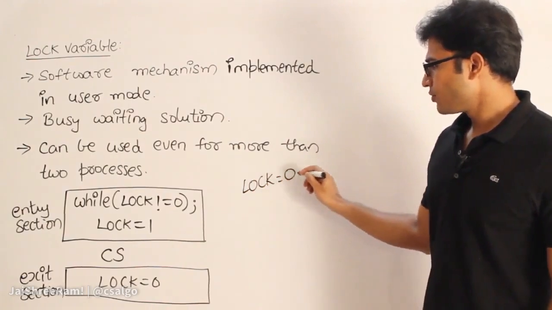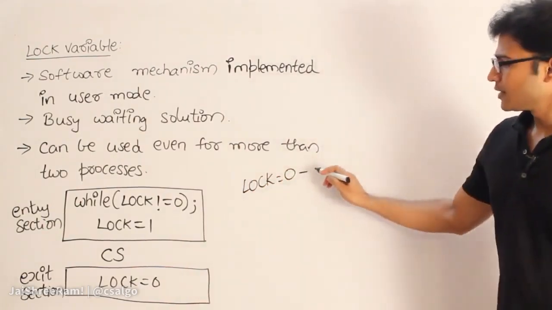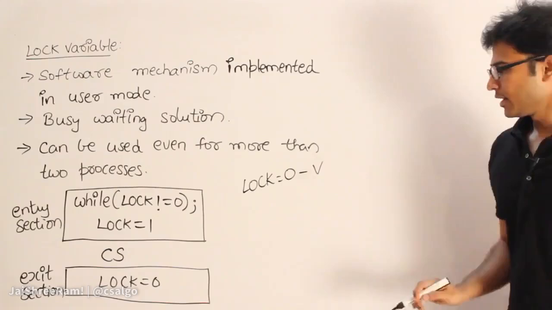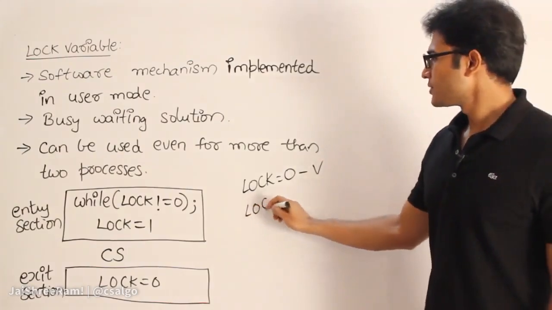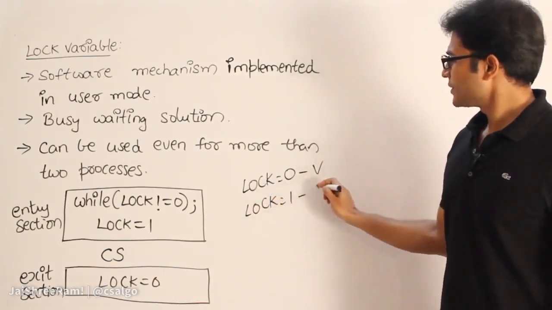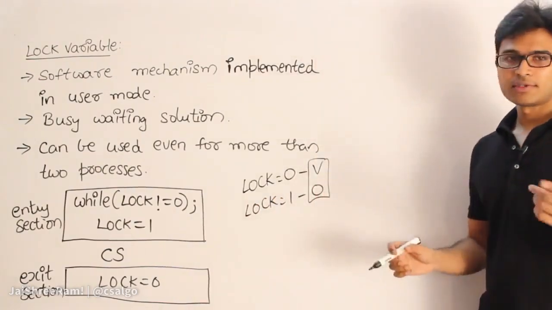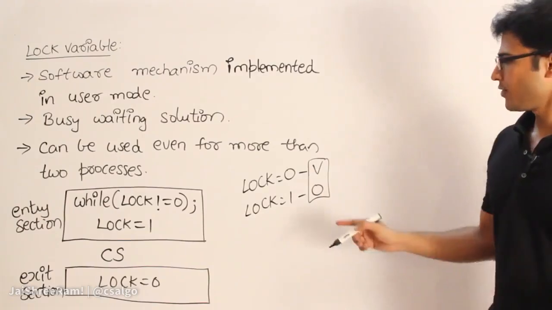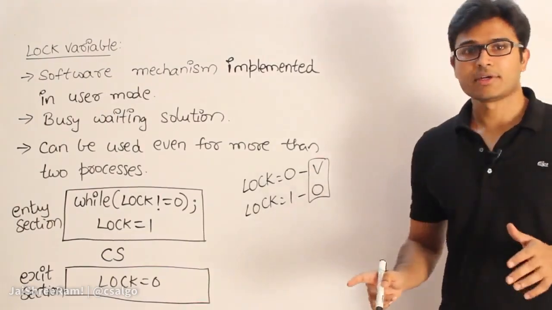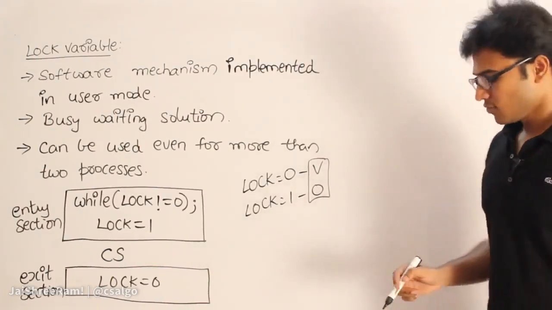So lock value 0 means the critical section is vacant, and lock value 1 means the critical section is occupied. Or lock value 0 means there is no one inside the critical section and you can enter it, and when lock value equal to 1, there is someone inside it, you should not enter it. Okay, so now watch it.